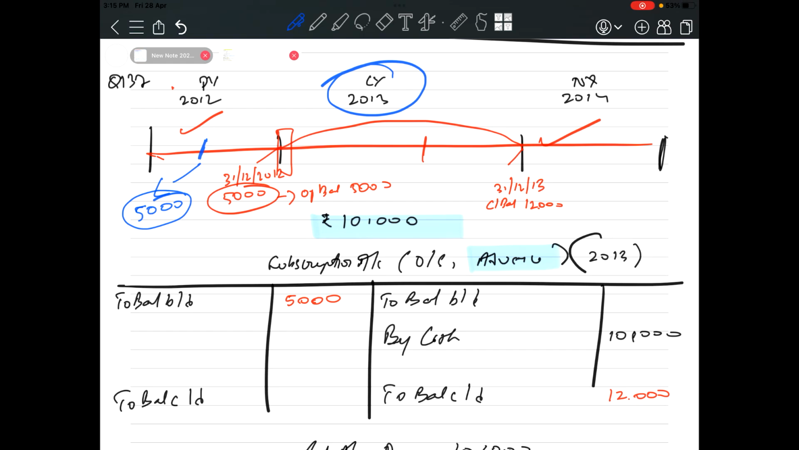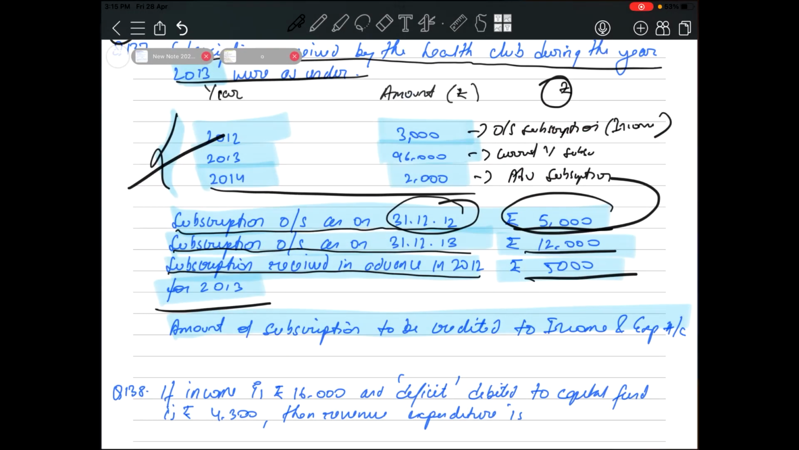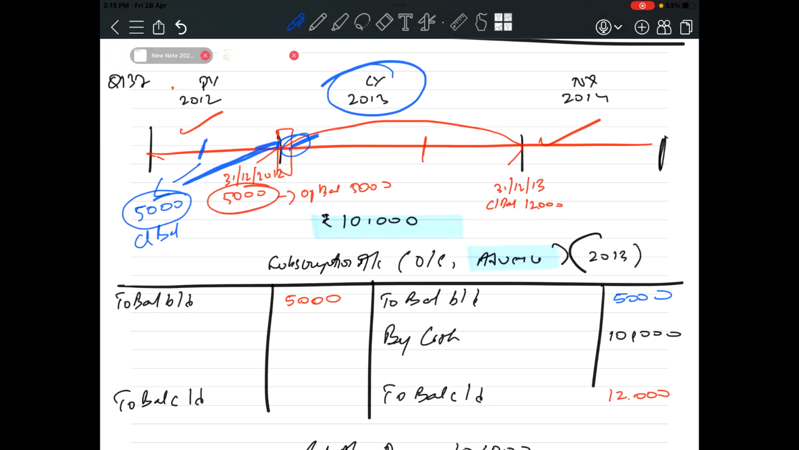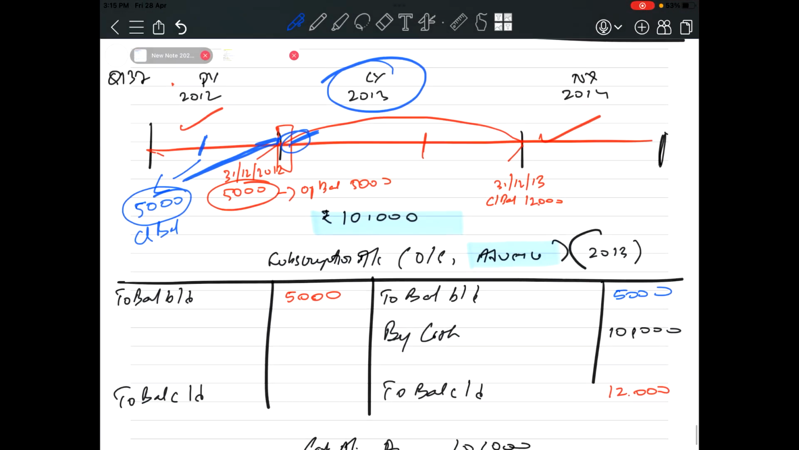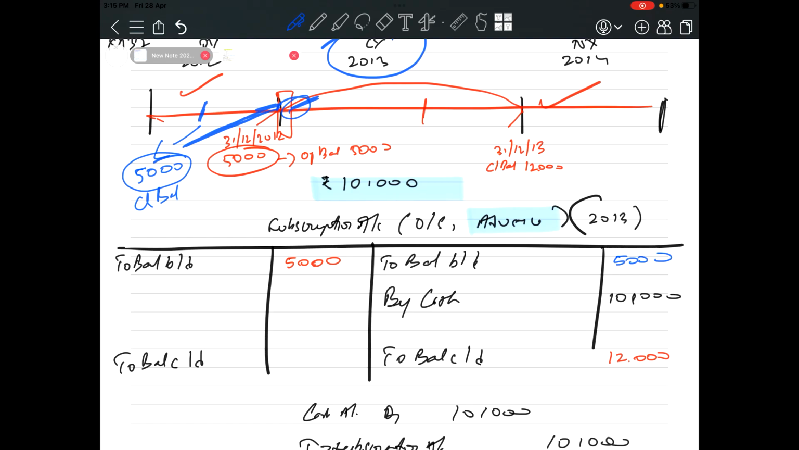Now advance subscription is a liability for the organization. If this is the closing balance of the advance subscription, what will be the opening balance? 5,000 again. If this is the balance of this point, the opening balance will be 5,000 again. This is a liability, so it will be on the credit side. Simple. Now see, everything is done, but students, one mistake which you will do is the closing balance of advance.